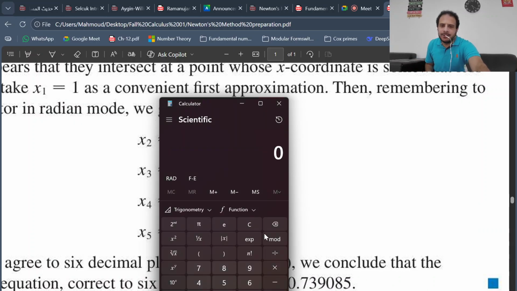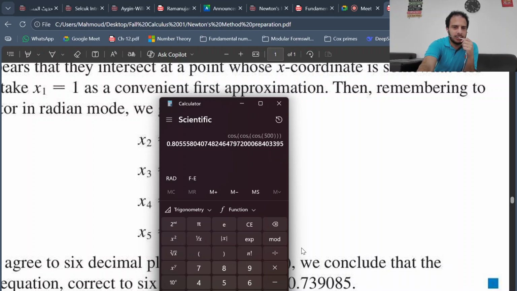Choose any number you want. 500. Okay. Keep applying cosine, cosine, cosine, cosine, cosine. Do you see? Yes, it's approaching the value. So you can choose any number if you want. Choose another one.